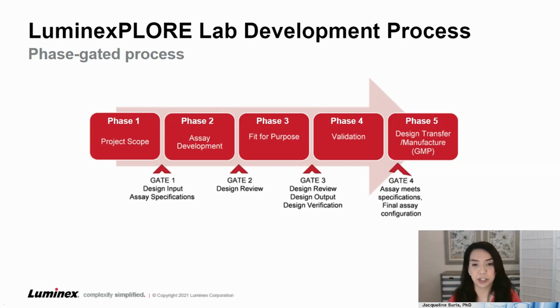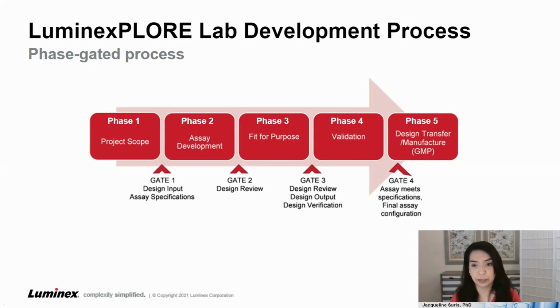So we have a project scope where we definitely have a good understanding of your project. What are your needs? What are the design inputs? What are the specifications? Once we have a good understanding, that's kind of where we work through the design, optimization, all of that, spec out the reagents and all of this. Then we'll do a design review.